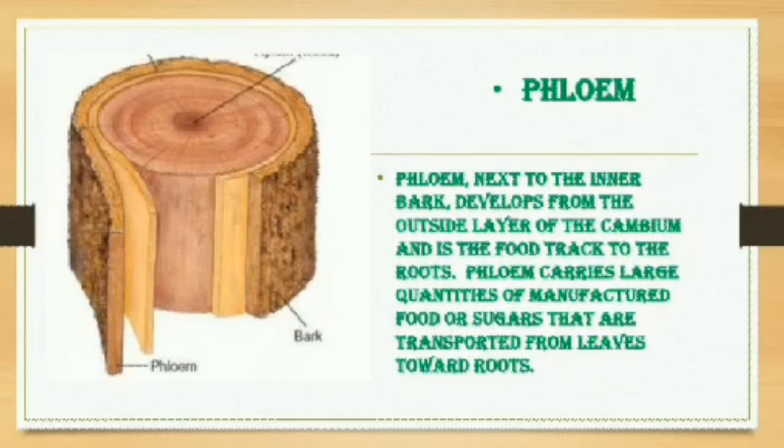When the tree is healthy and growing and sugars are abundant, the extra sugars are stored in the form of starch, which can be converted back into sugars and moved by the phloem to where it is needed in the tree.